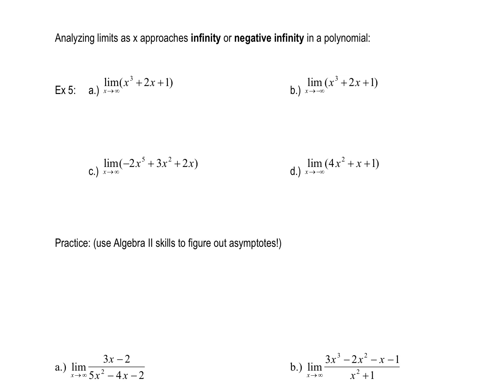Okay, guys, we've got our last day of the chapter, so we're continuing on with our notes packet, analyzing limits as x approaches infinity or negative infinity when you're not looking at a graph. So these aren't rational functions where you have vertical asymptotes and horizontal asymptotes and stuff. So again, I want to recall some info from Algebra 2.